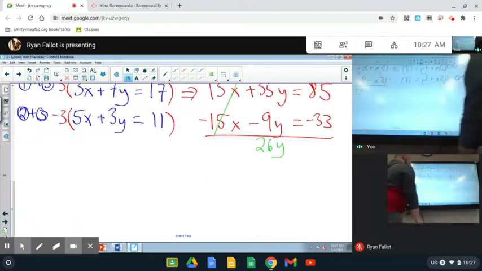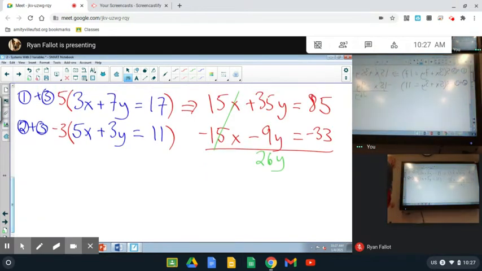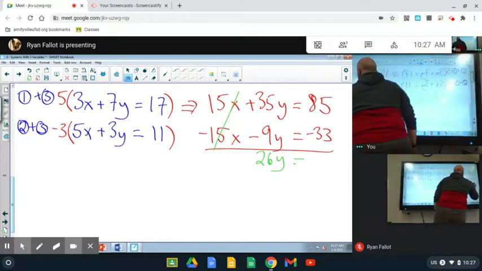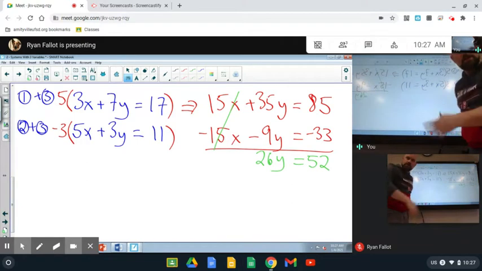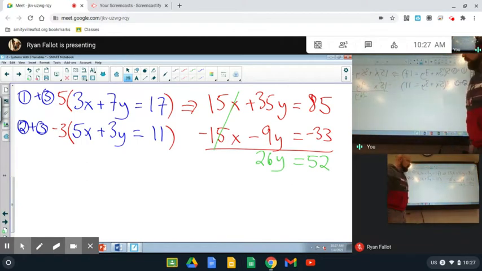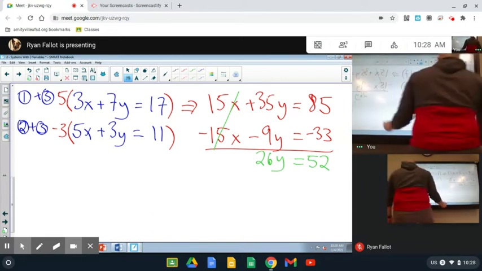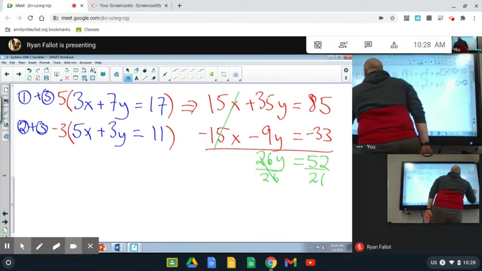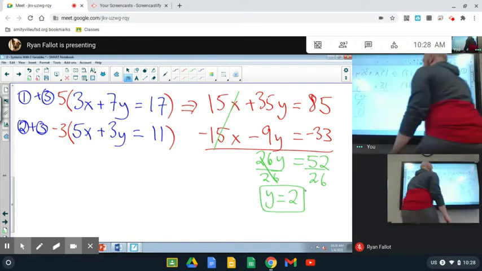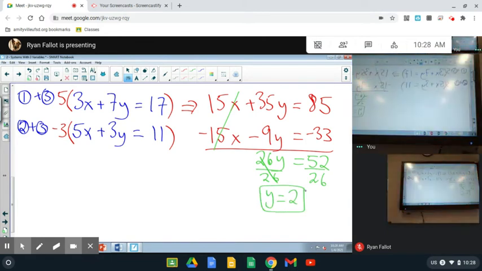Extend this a little bit. And then we're going to have 85 minus 33, which is 52. So what we've done is first we eliminated the z's. Now we eliminated the x's, and we've got it simply down to 26y is equal to 52. We divide each side by 26, and we get y is equal to 2. Okay, so there's our first value.